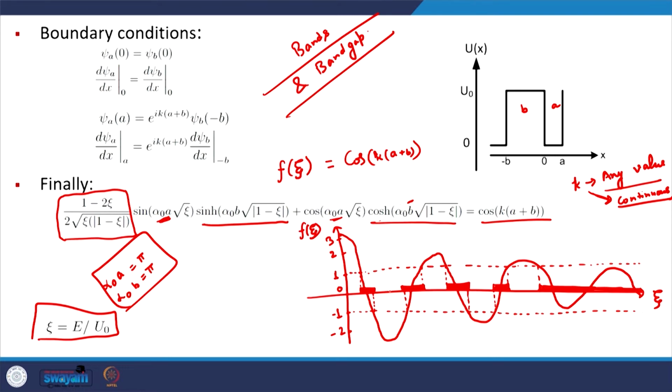And here also we can directly see that there are certain values of xi which are permitted for the electron, and there are certain values of xi which are not permitted for the electron. So, these permitted values in other words are the allowed energy bands, and these xi values where the electron cannot exist are the band gaps. Similarly, we can see it on the entire xi axis.